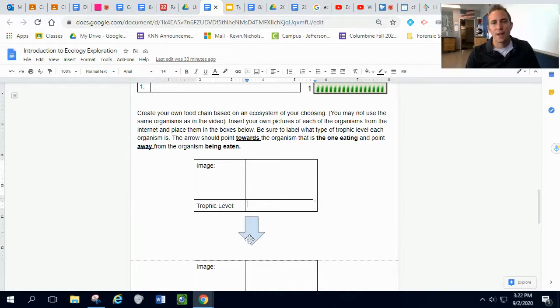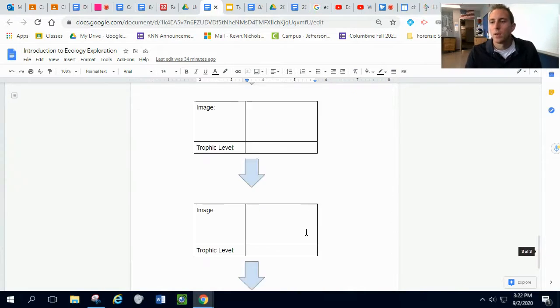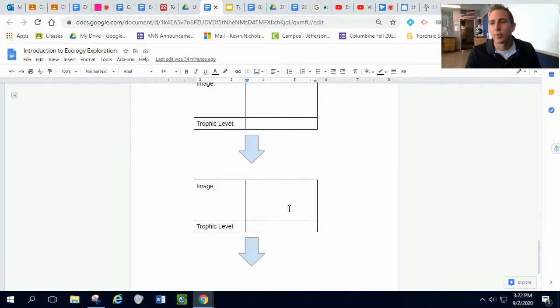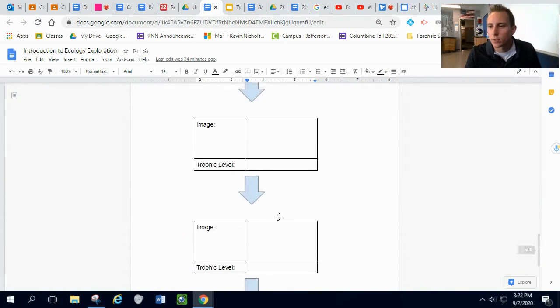Now keep in mind that the arrow, notice how it's pointing down, is going to be pointing towards the organism that's eating the organism that it's pointing away from. So we're showing the direction of that energy. If something eats something else, that energy is transferred from the prey to the predator, right? So essentially this arrow is going to be pointing to the predator, or whatever is doing the eating, and it's pointing away from the prey, or what is being eaten. Okay, so if you're still having difficulty with that, please feel free to let me know.